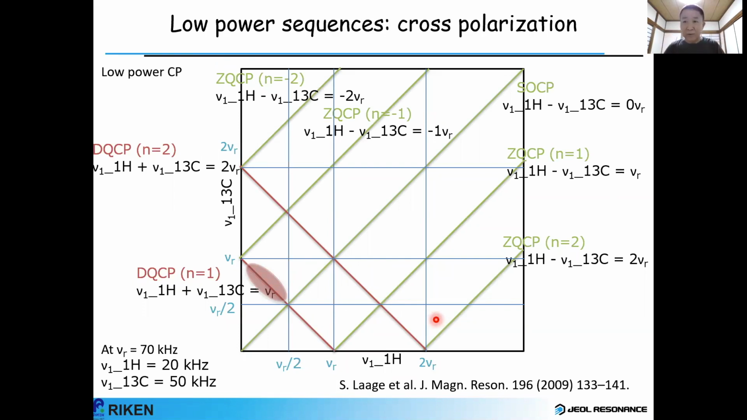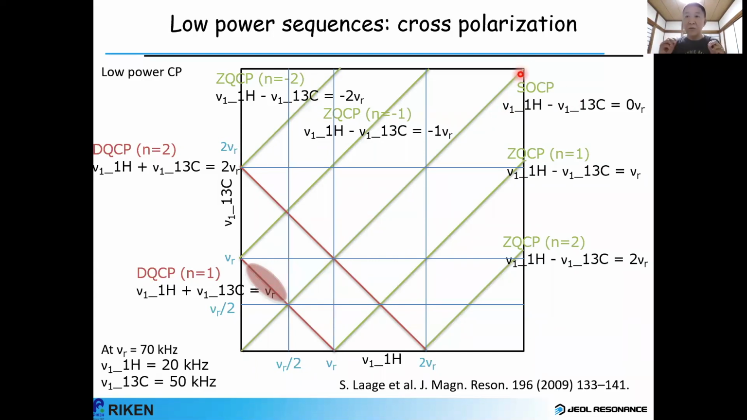In order to transfer magnetization from proton to the other nuclei, we can use cross-polarization if both are spin-1/2 nuclei. In this experiment, we have to carefully adjust the RF field strength for proton and carbon-13. The traditional CP condition is here. If we use the same RF field strength for proton and carbon-13, we can transfer magnetization between these two.